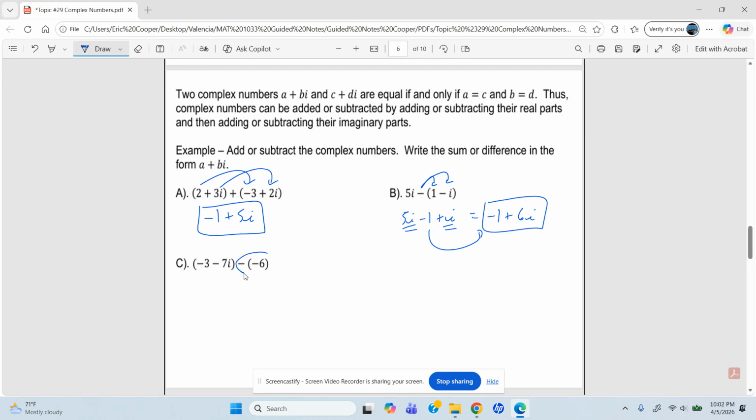Here on this problem, the double negative will become positive. So this will be +6. -3 plus 6 is 3, minus 7i. So again, I wrote the real part first and then the imaginary part second. When we add or subtract complex numbers, it is virtually the same as combining like terms.